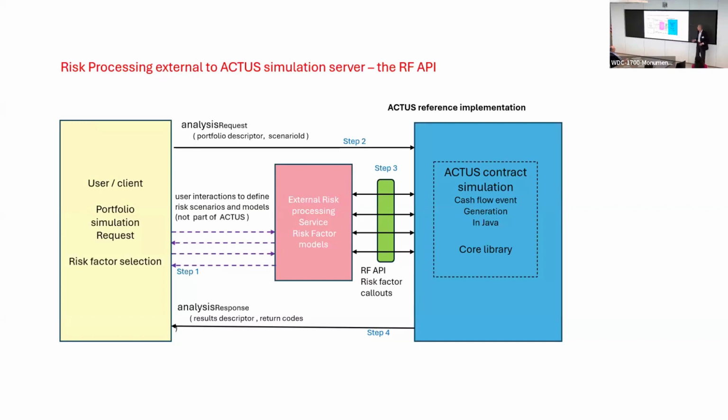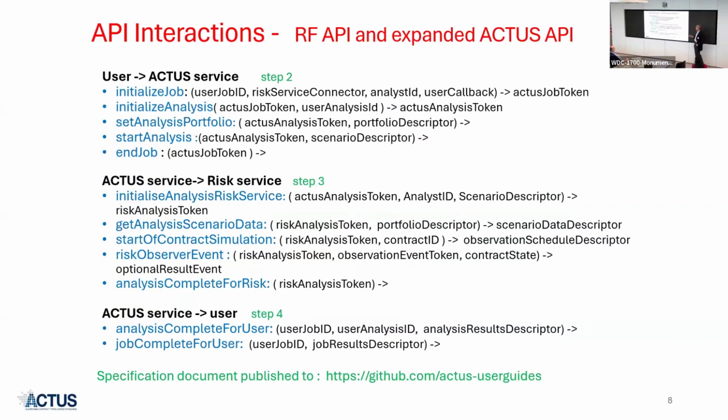So then, if we want to look at the collection, so interestingly, we don't have a step one. We're not attempting to standardize the relationship of the user with our risk service model. That's not an issue, okay? Because that will be specific to each risk service.